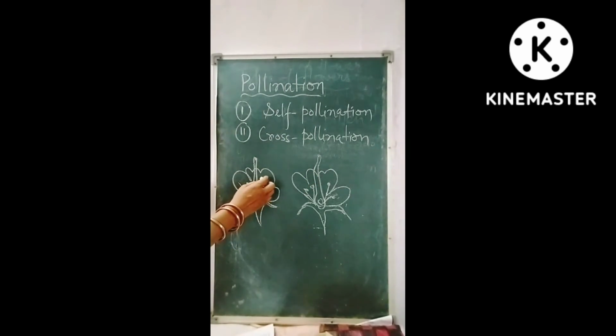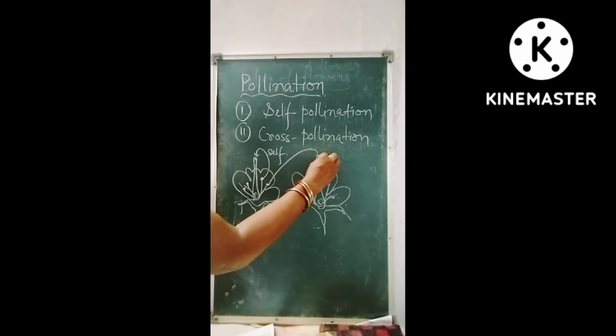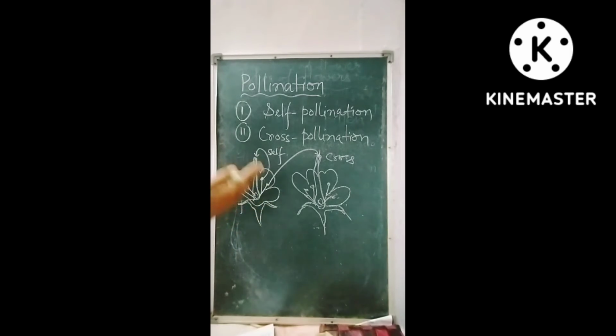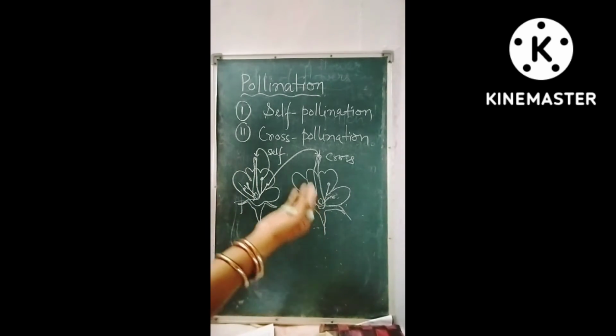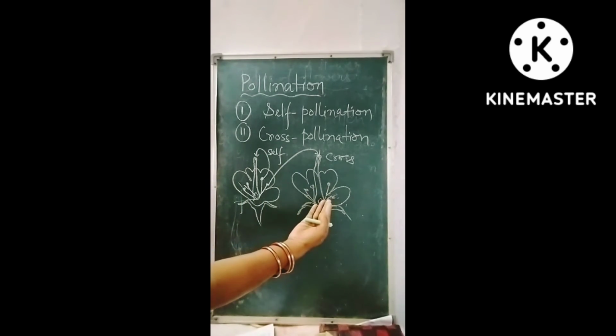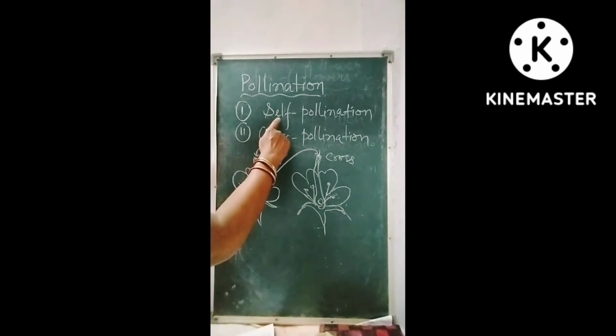Self-pollination means this anther's pollen comes here by any pollinator. What is a pollinator? Those who carry the pollen grain are called pollinators. But this is called self. But if this anther's pollen moves to the stigma of another flower, then it is called cross. This is called cross-pollination, when the anther of one flower goes to another flower's stigma, but when the anther of the same flower goes to the same flower's stigma, then it is called self-pollination. When it goes to another flower, this is called cross-pollination.